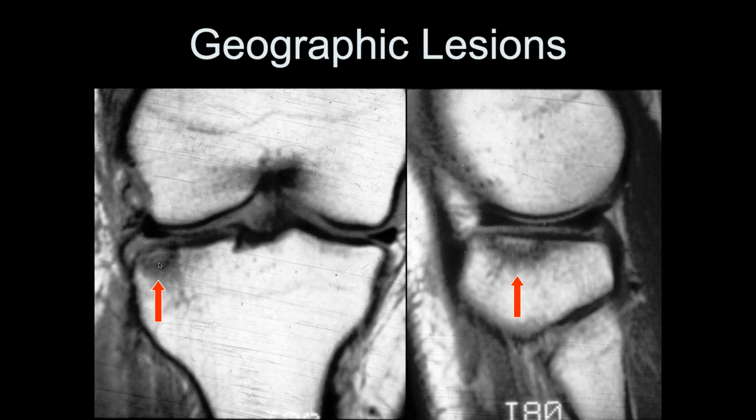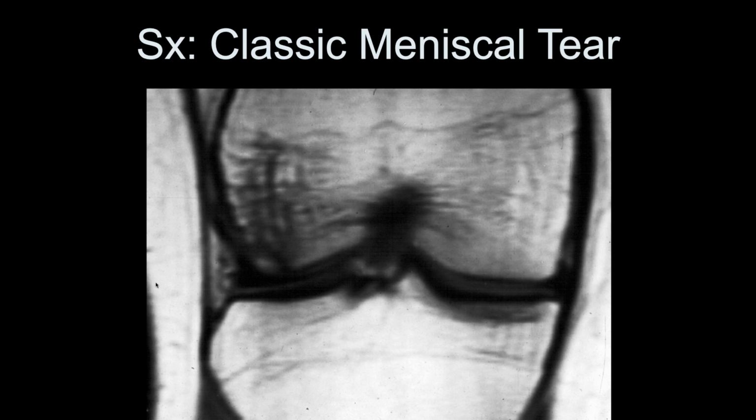Thanks, John. So here's another patient who came in with classic signs of meniscal tear, but the MR scan showed this geographic subchondral lesion. So the arthroscopy was canceled in this patient. They followed them, and the patient's symptoms resolved without having surgery.